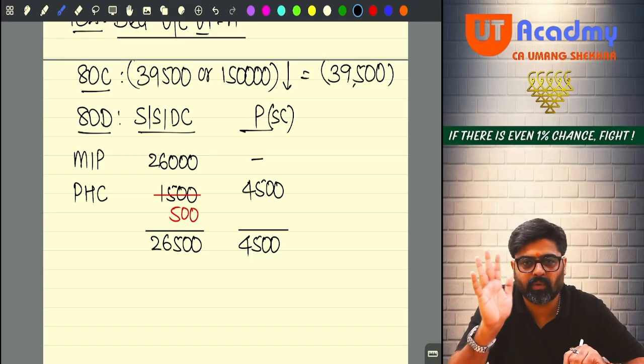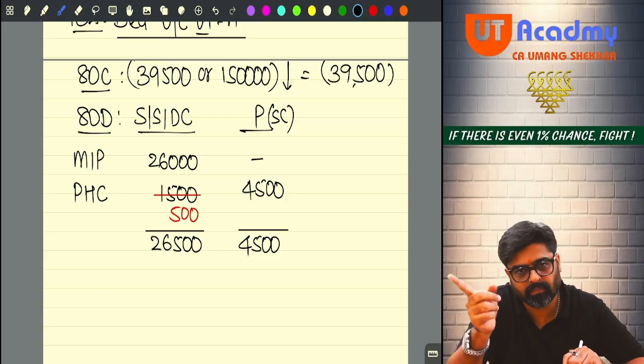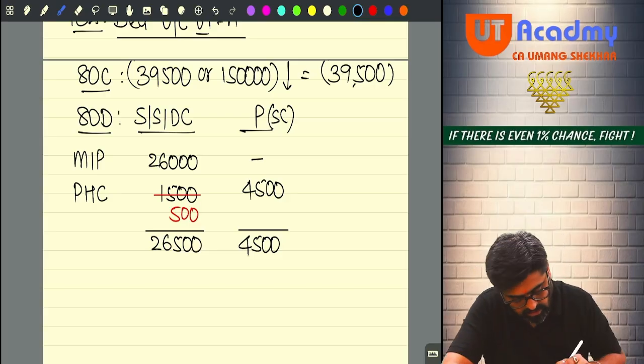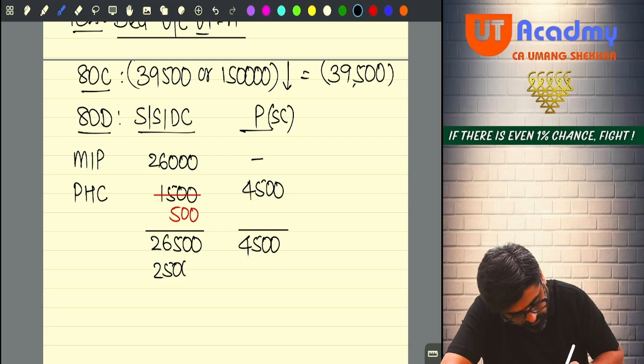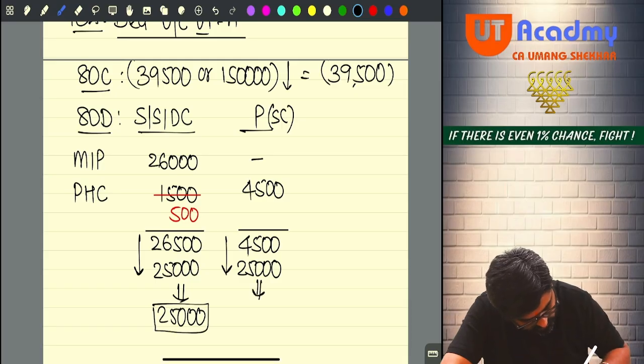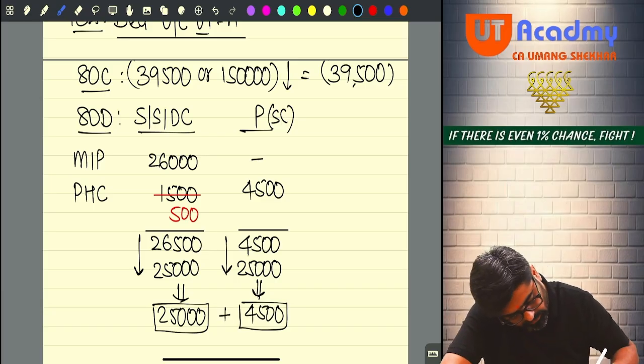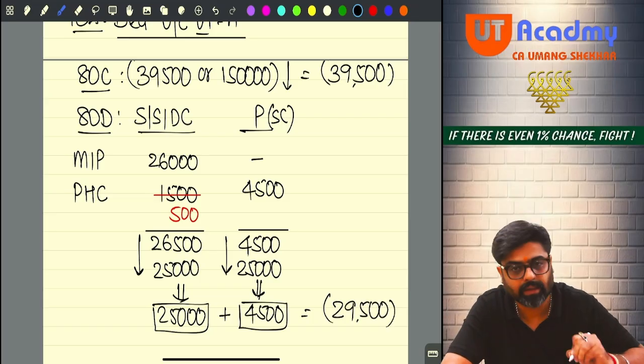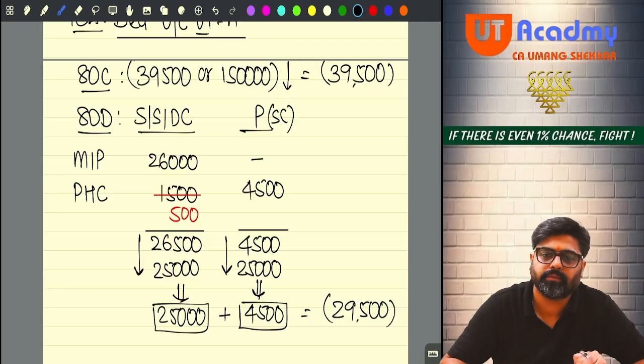For preventive health checkup, you cannot take the 50,000 limit. Even if the parents are senior citizens, you are supposed to take a limit of 25,000. This or this, whichever is lower. How much will be here? 25,000. And how much will be here? It will be 4,500. Add both of them. You are going to get 29,500 as a deduction under 80D. Are you getting it? Sure?